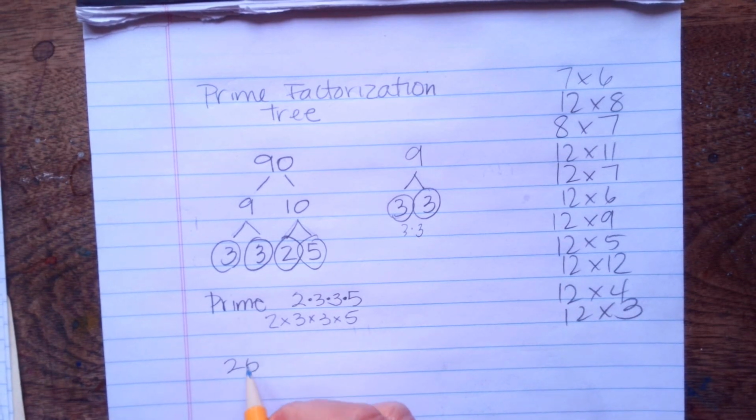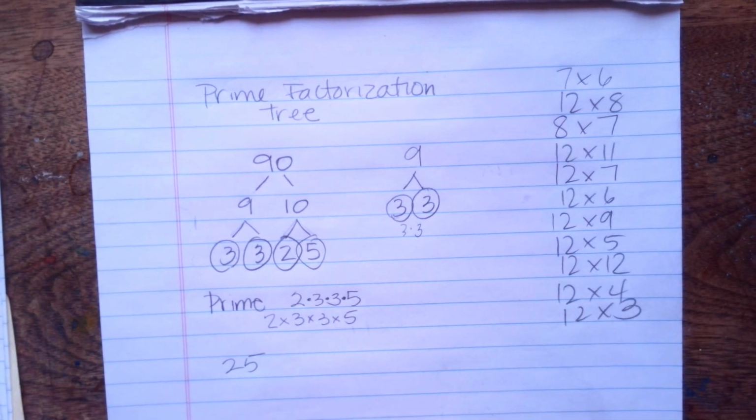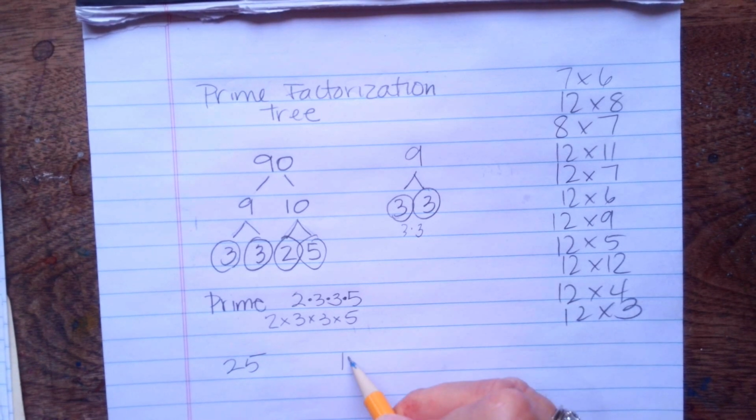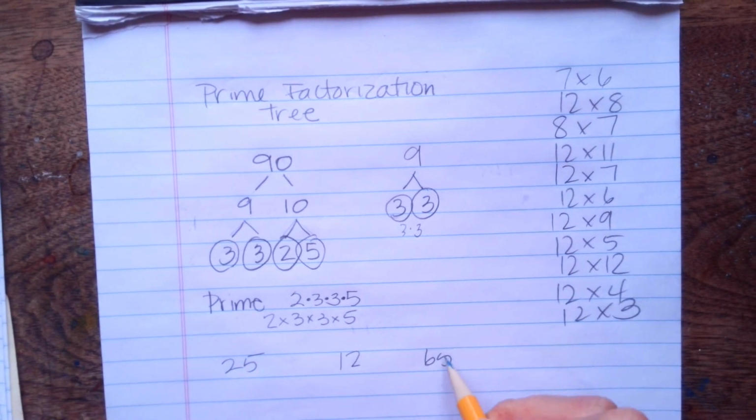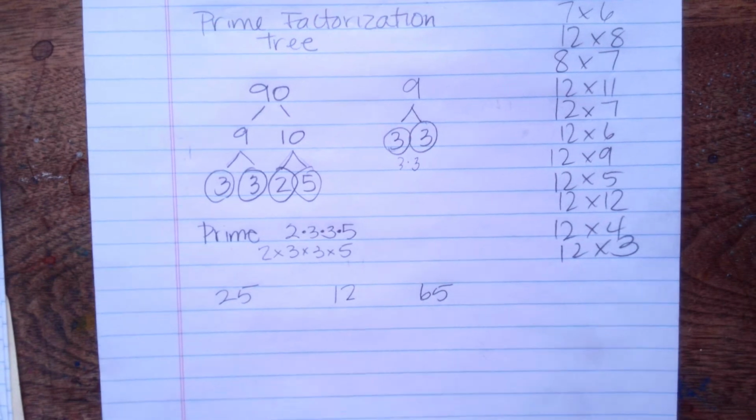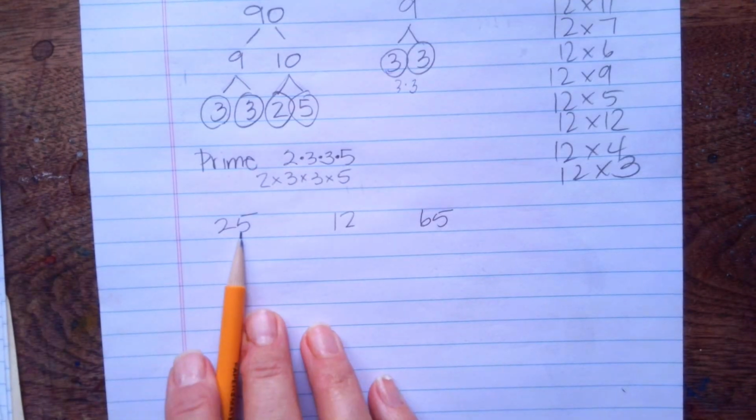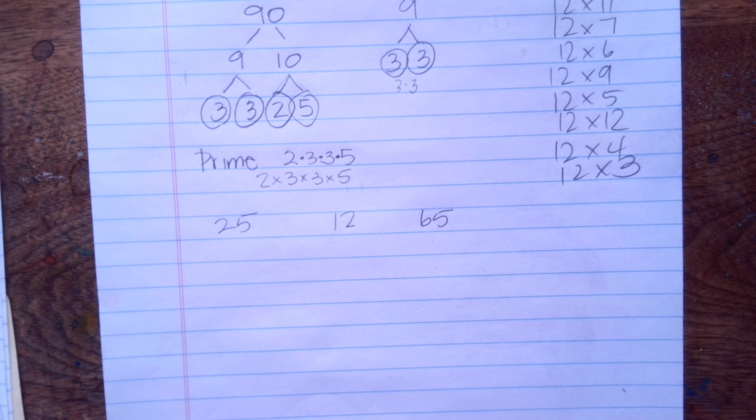So we're going to do 25, 12, and 65. And a little hint is whenever a number ends in 5, we know that 5 is going to be one of the numbers that we could figure out, right? If a number ends in a 0, or a even number, we know that we could always use 2. It doesn't matter what number you use as long as you use numbers that go into them evenly. Does that make sense? Yeah.